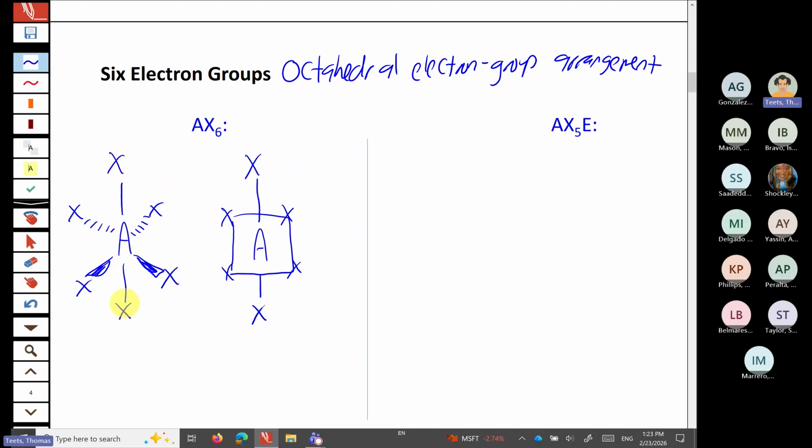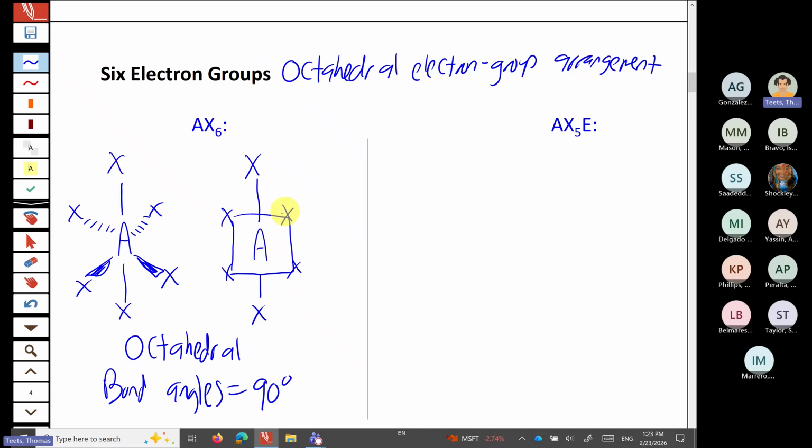So there's, again, two ways of drawing this. And it's helpful to visualize. So that's where the simulator is very useful for visualizing. And so we're going to call that, again, in this case, the molecular geometry is also octahedral. Whenever all of the positions are occupied by atoms, the electron group arrangement and the geometry have the same name. And the bond angles in this case are exactly 90 degrees.